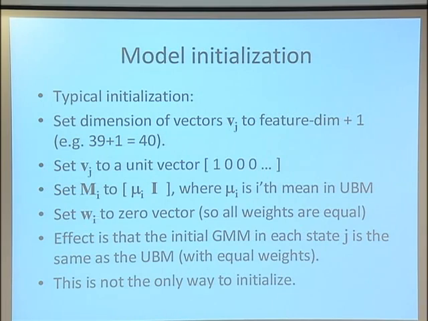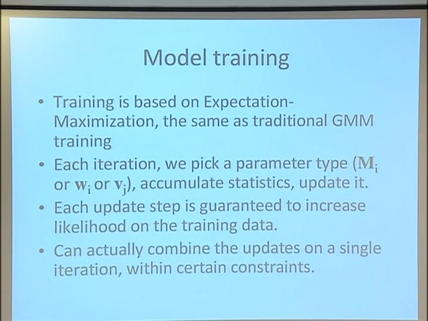And then again, we set the W's to the 0 vector so that all the weights would be equal on the first iteration. Basically the model training, as the others have mentioned, is an EM process. Each iteration you pick a parameter type and optimize it, and you're guaranteed to increase the likelihood on each iteration. In fact, that's a slight simplification. We can combine some of the parameter types, and most of the time we can combine them all. But some of this is not justified by theory.